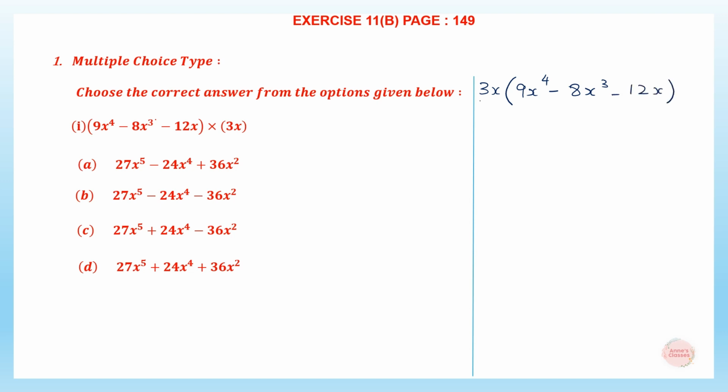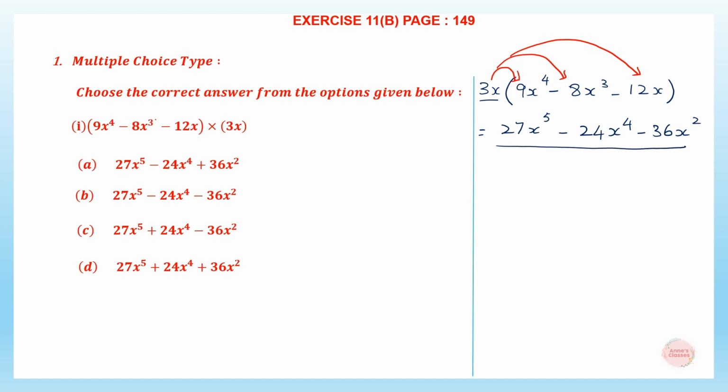Now we have to multiply 3x with each term inside. That is, first 3x with 9x to the power of 4. So multiply the numbers. 3 9s are 27. x to the power of 4 into x is x to the power of 5. Minus, now multiply 3x with minus 8x cubed. So minus into plus is minus. 3 8s are 24. x into x cube is x to the power of 3 plus 1, which is 4. Then again minus. Now multiply 3x into 12x. So 3 12s are 36. x into x is x to the power of 2. So we have this here.